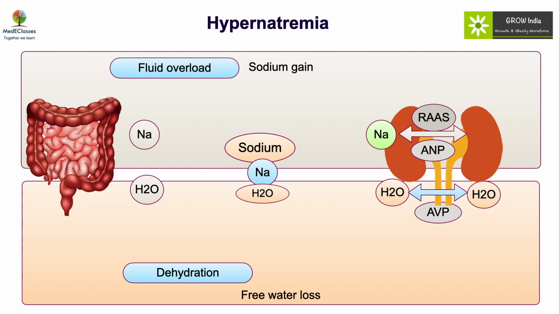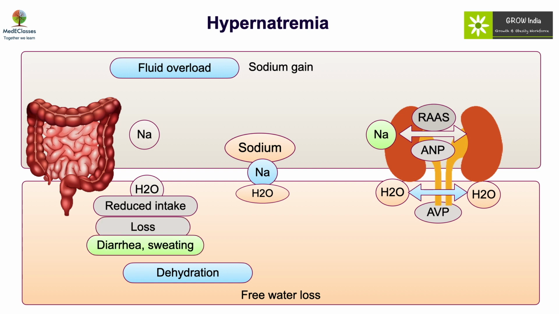Hypernatremia is more common because of fluid deficit. A fluid deficit can happen because of reduced intake, gastrointestinal or urinary loss, diarrhea or sweating. Diabetes insipidus, of course, is the most important chronic cause of hypernatremia. From a clinical perspective, the most important cause of hypernatremia would be an inappropriately prepared ORS solution, which is very concentrated, causing that sodium level to go up.